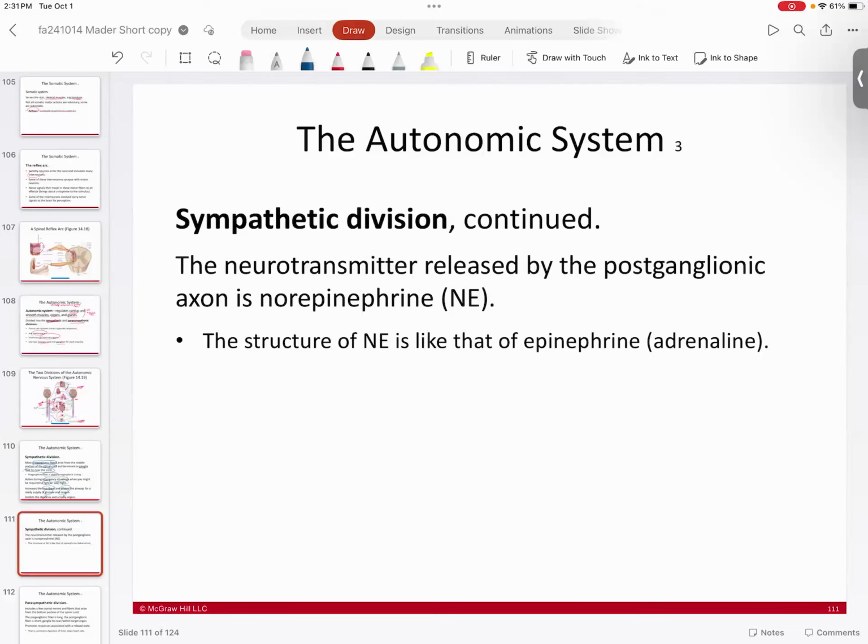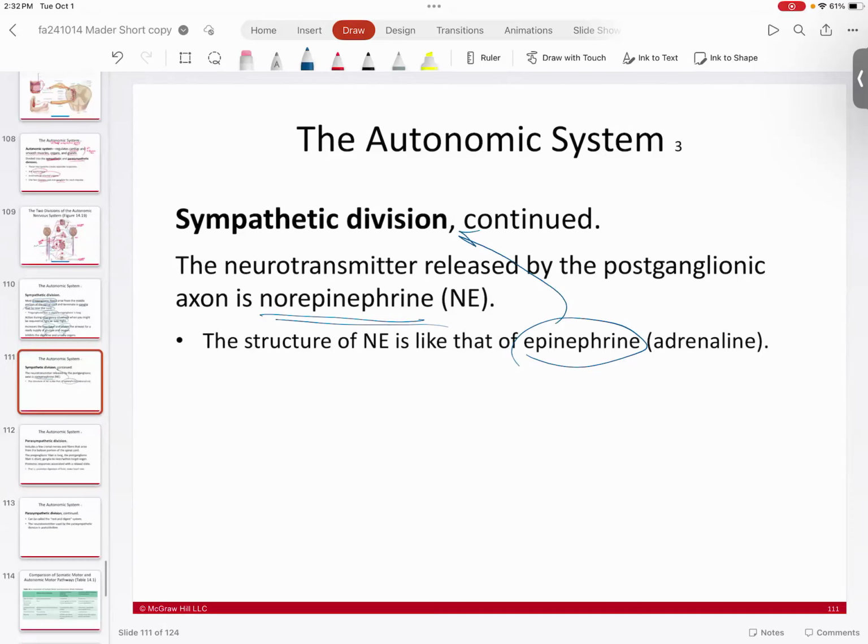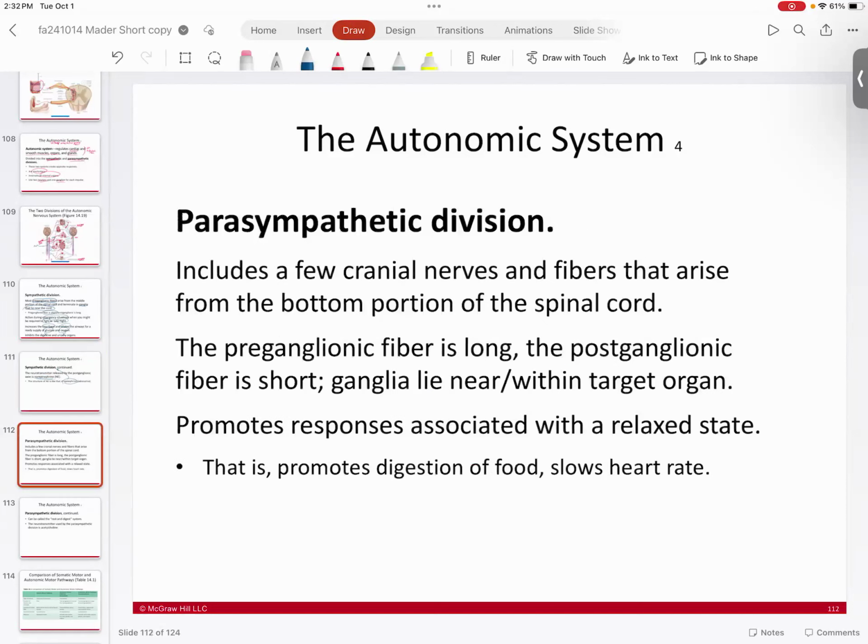So the neurotransmitter in charge of all of this is going to be the adrenalins, norepinephrine in particular, epinephrine as well. The structure of norepinephrine is similar to epinephrine, which is your adrenaline. This is what's going to fuel your fight or flight response. So rapid breathing, high heart rate, all those stress-induced symptoms that we associate with are part of that sympathetic division. Parasympathetic division basically has fewer cranial nerves.